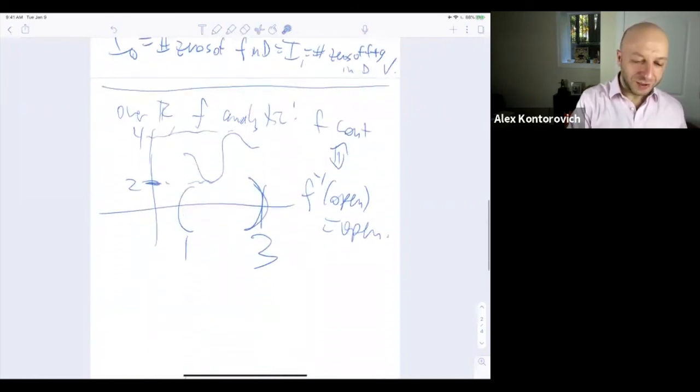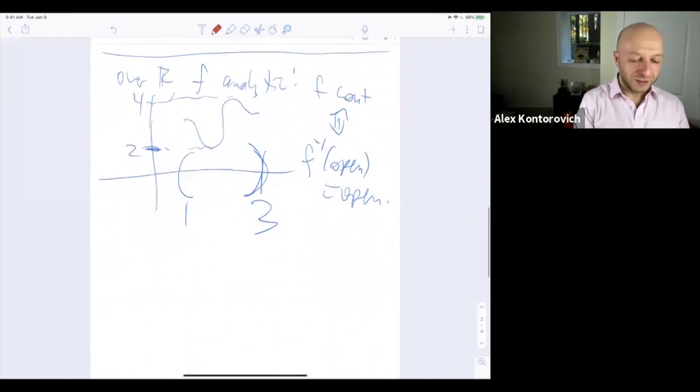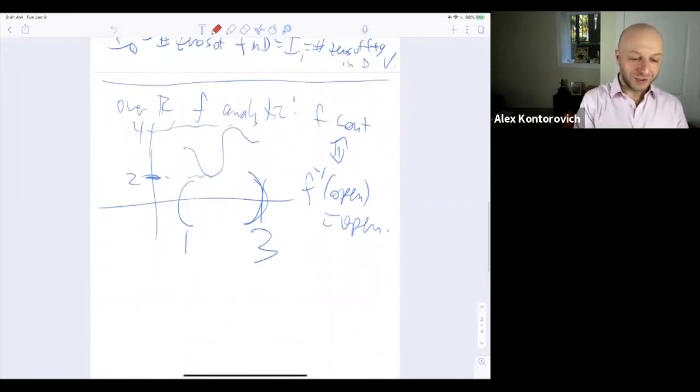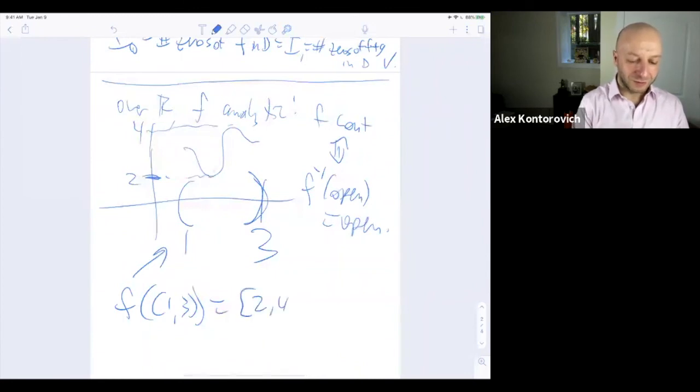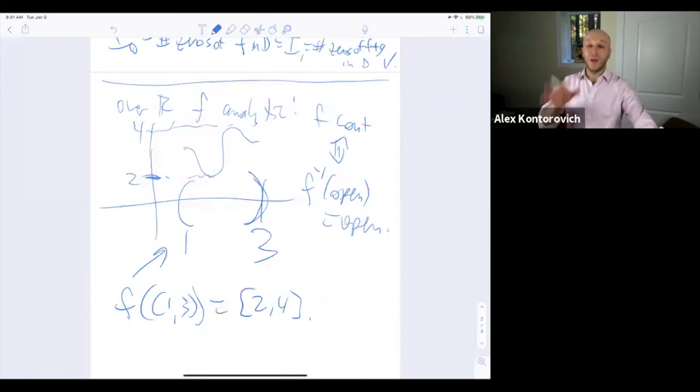So continuity is equivalent to the pre-image of open sets being open, but of course, there's no reason for the forward image. Here we have a nice, smooth function over R, and the image of the open set 1 to 3, hitting every single point, including 2 and including 4, is the closed interval 2 to 4. There's no reason that the image of an open set needs to be open.